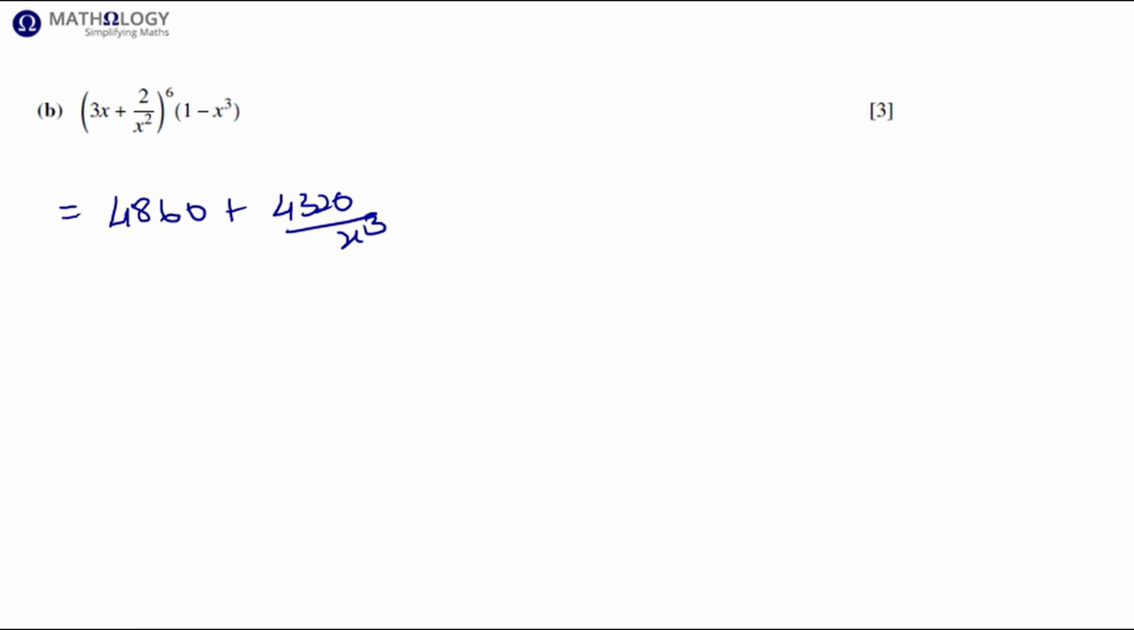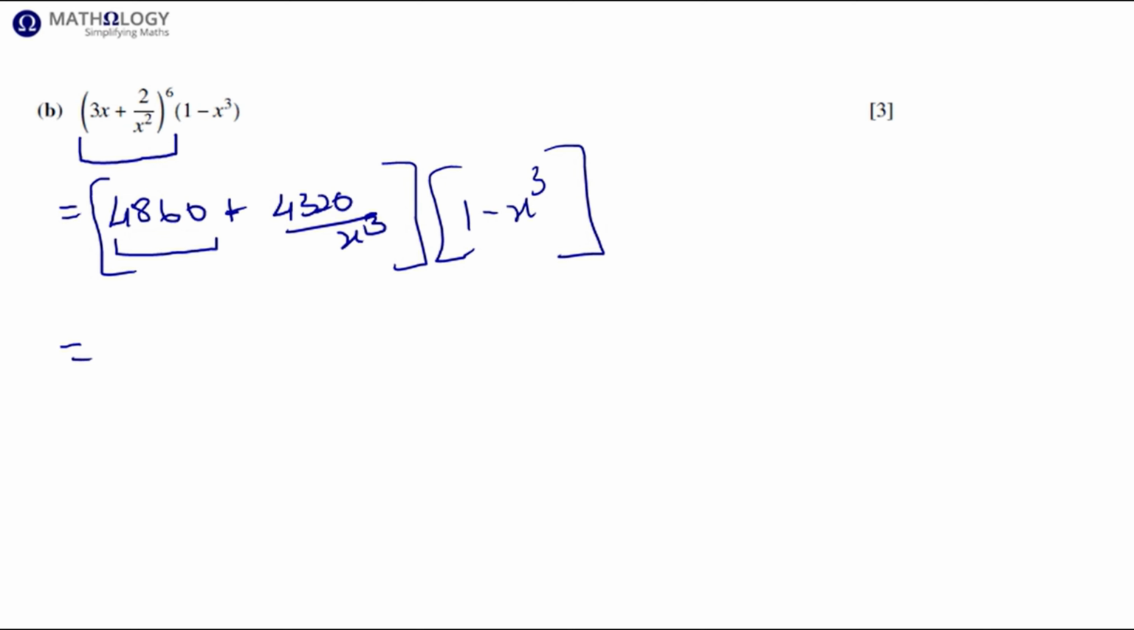Now what we've done so far is we've only looked at this first binomial expansion. We extracted the terms that are independent of x, right? This is the first, that was part A, that was independent of x. And this term over here, 4320 divided by x cubed, will be independent of x once we've actually multiplied this entire expression by 1 minus x cubed. So that's what we're going to do now.